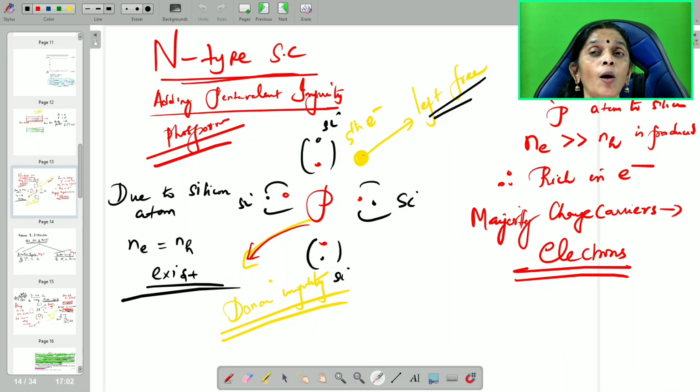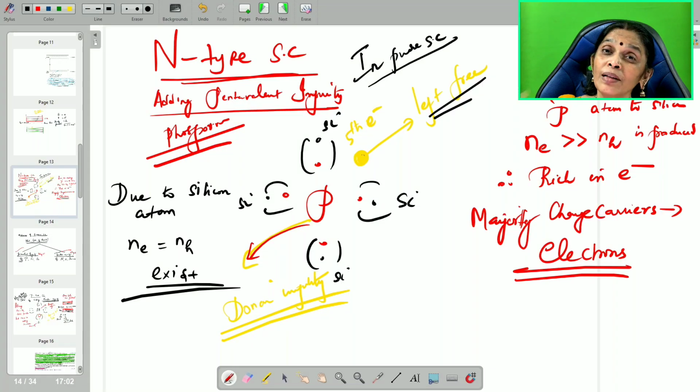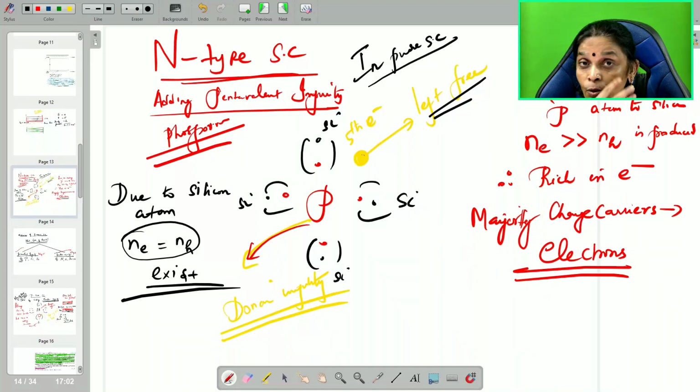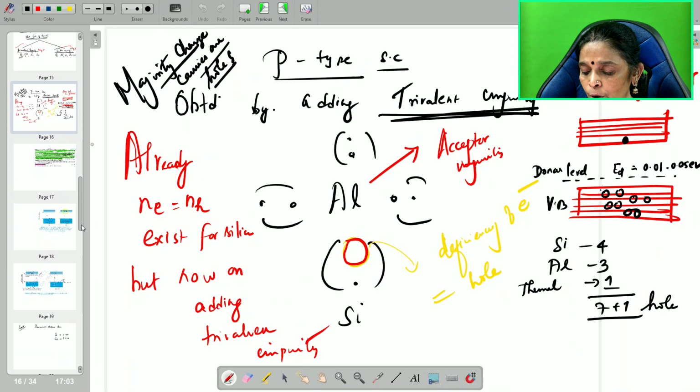There is also a rate of recombination taking place in the pure semiconductor. In a pure semiconductor, the rate of recombination is equal to the rate of generation. So that means Ne is equal to NH is already present, right? So in the pure semiconductor, charges are already existing, Ne is equal to NH. But when you add some impurities, these electrons are in excess, hence Ne greater than NH is produced. Since Ne is greater than NH, you can say the N type semiconductor has got an excess number of electrons.